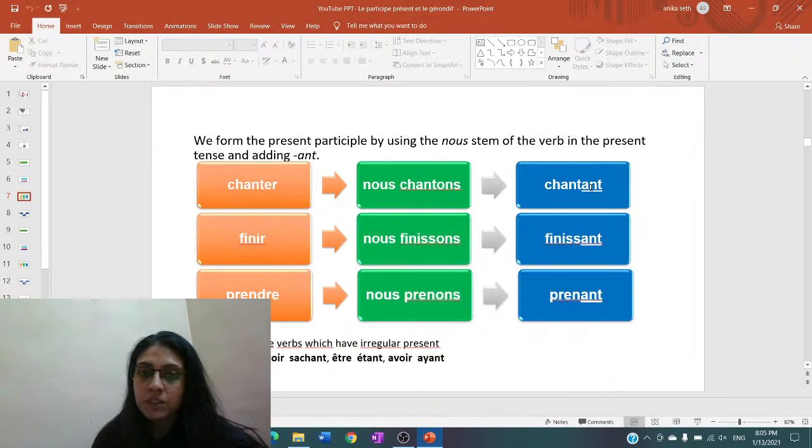As we said, the present participle is not dependent on any subject pronoun. It is not referring to any particular subject pronoun. So we will not write nous over here, nor je, tu, il, elle. The subject pronoun is not used in the present participle. It is only the verb in the ant ending. So, chanter, nous chantons, and the present participle becomes chantant.